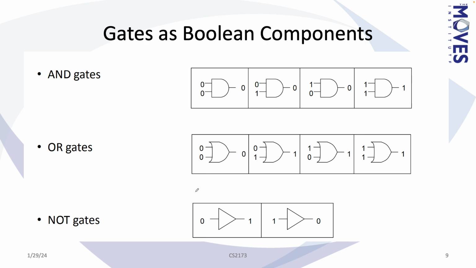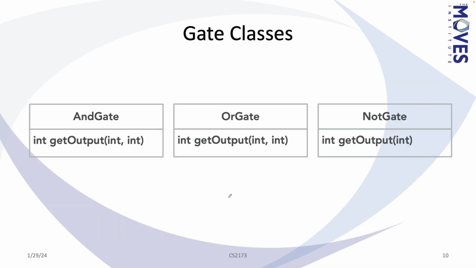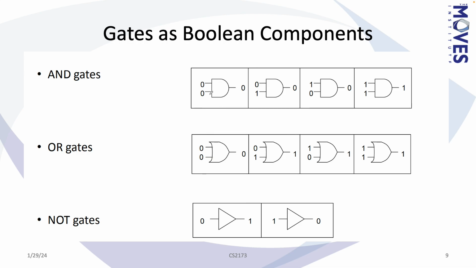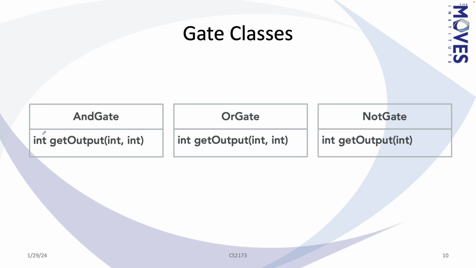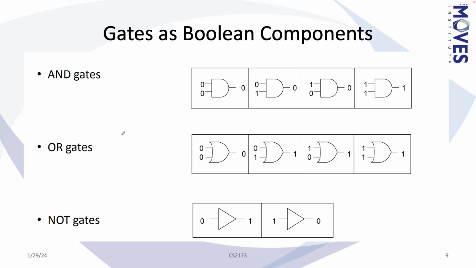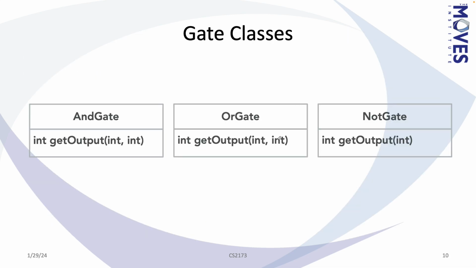And so in this cute example, let's create classes for each one of these. We're going to represent each of these as an instance method. For an AND gate, we give it 2 integers, and it returns an integer, with the same logic as this. Similarly, for an OR gate, we give it 2 integers and it gives us 1, and for the NOT gate, we give it 1 integer.